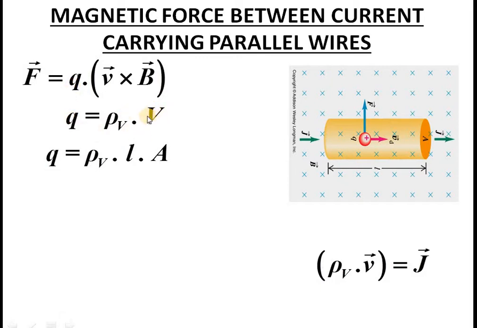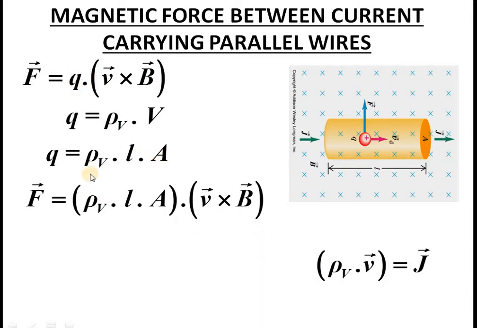This is a volume, so we can replace it with length times the area of cross section. So volume will be length times area of cross section, and Q becomes rho v L into A. Instead of q, now you replace with rho v L A times v cross B. This is the force experienced by the small volume of wire element. Assume the length of the wire is small l. This can be a few millimeters, a few centimeters, or a few meters, depending on the situation you have taken.